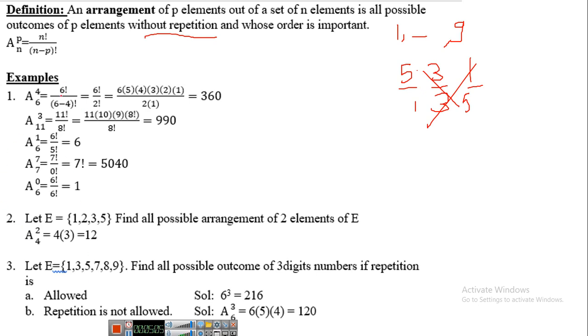Now, arrangement is given by the formula A(n, p) = n factorial over (n minus p) factorial, where n, like in the p-list, is the number of elements in the set.